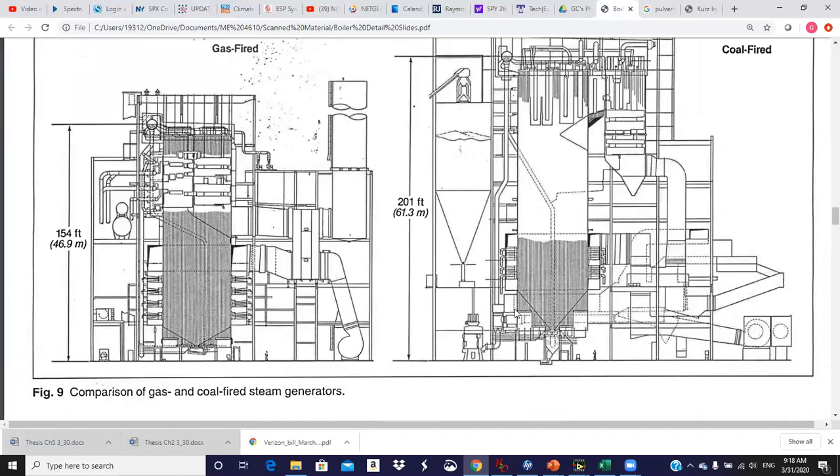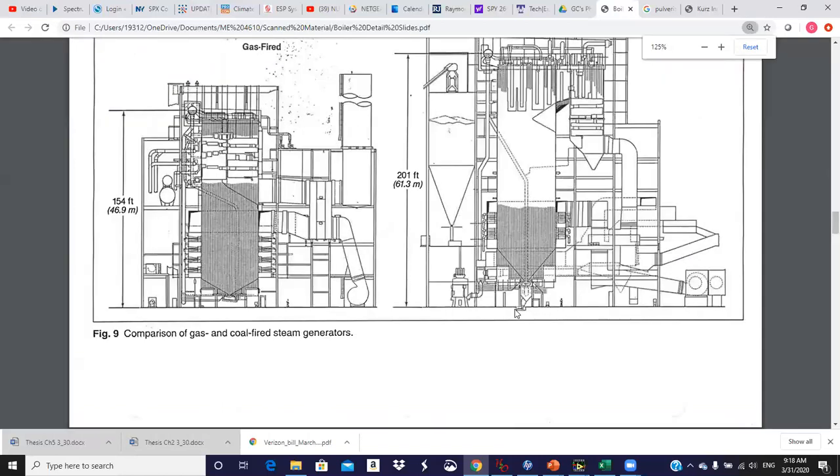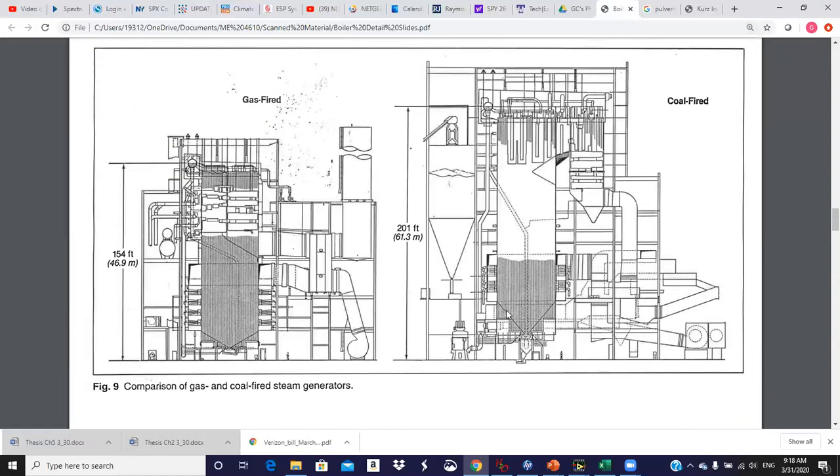Let me make this a little smaller. Okay, so this slide is just comparing the size for the same capacity of plant. Look how much larger the coal-fired unit has to be compared to the natural gas unit. What that tells you is that the gas-fired unit's not going to cost as much. And you've got all of the coal handling equipment, pulverizers and stuff like that, and all the maintenance expense.